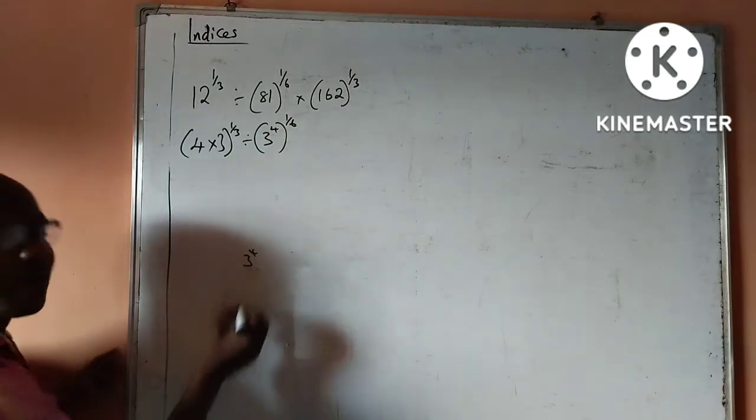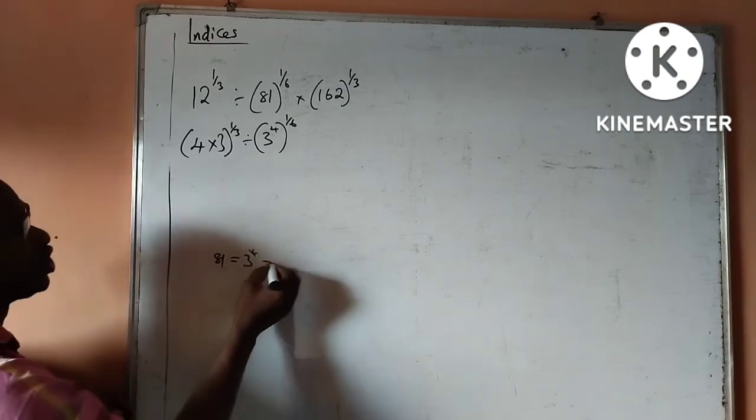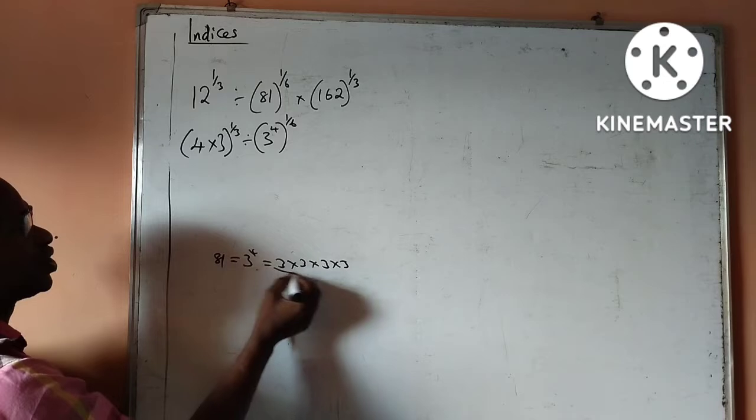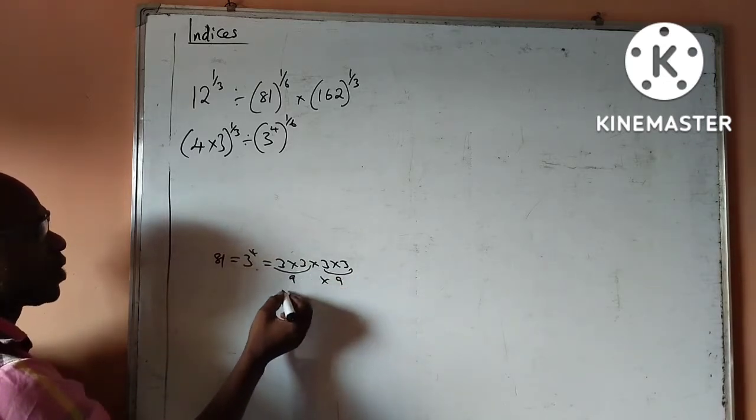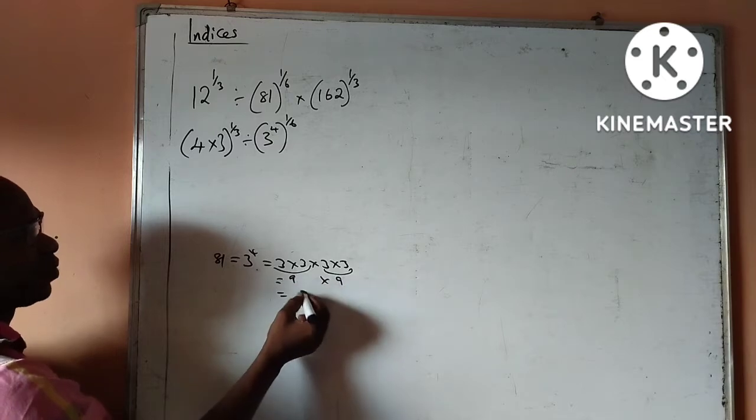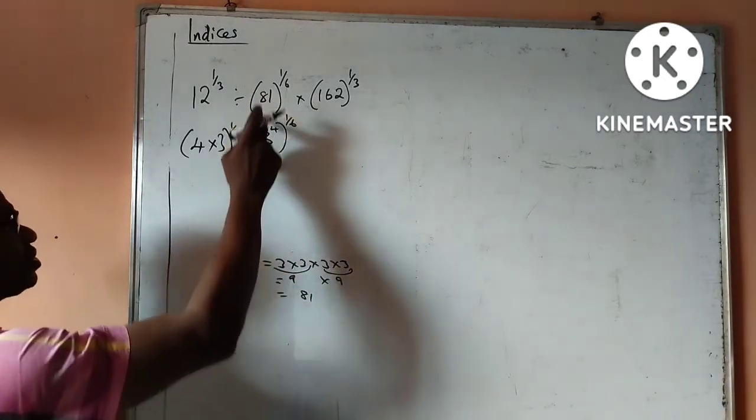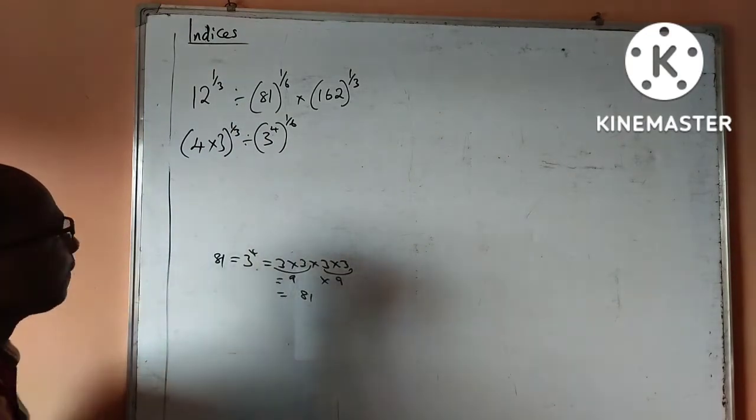Remember that 3 raised to power 4 is equal to 81. It means 3 in 4 places: 3 times 3 is 9, 3 times 3 is 9, and when we multiply 9 by 9, we get 81. So, we can express 81 in index form, and that is 3 raised to power 4.